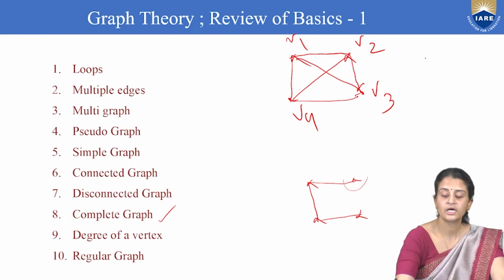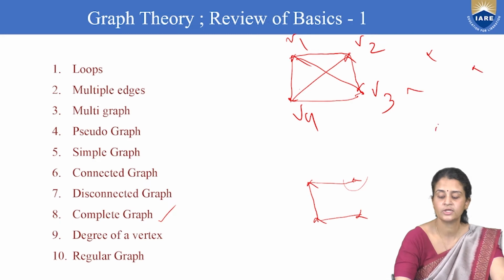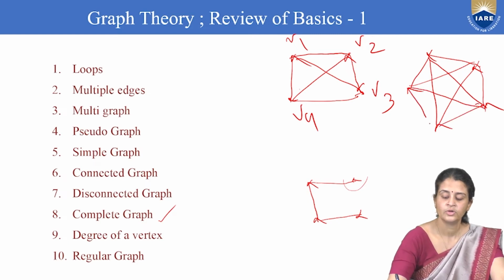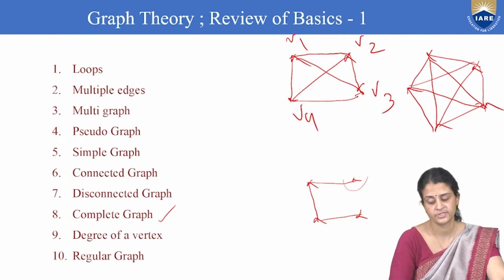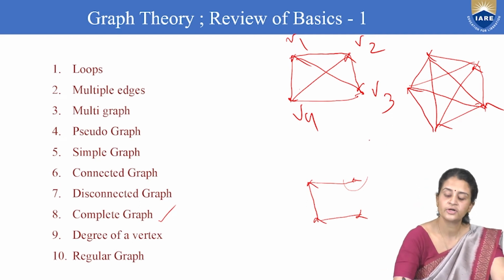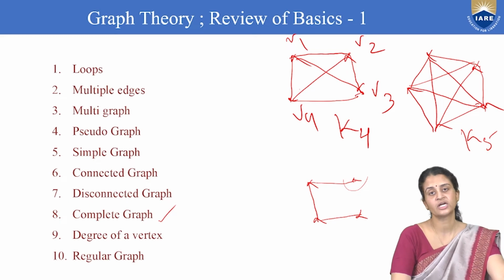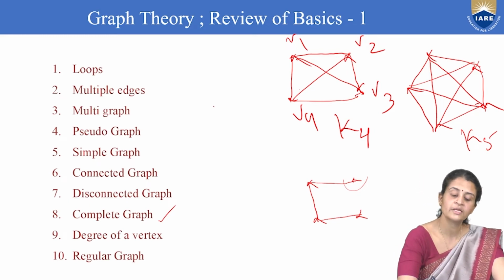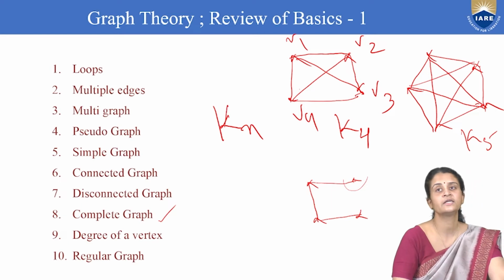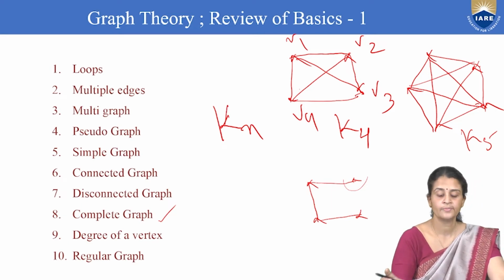If it is a complete graph on 5 vertices, it will be like this. Five vertices, and the first vertex is connected to every other 4 vertices. Then the second vertex is connected to every other, the third one like that. Now it is a complete graph on 5 vertices. This is written as K5, and this is written as K4. In general terms, a complete graph on n vertices is written as Kn.